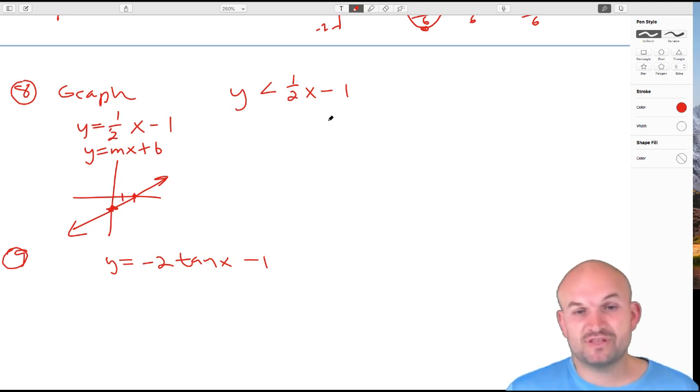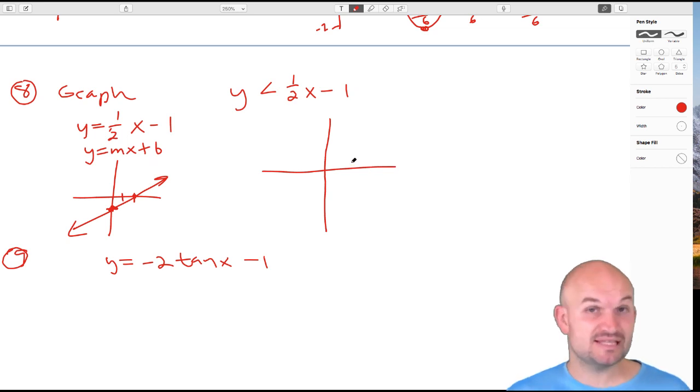So that is the linear equation, y equals 1/2 x minus 1. The only difference for the inequality is, remember, when it's less than or greater than, it's going to be the same line, but it's going to be a dashed line because the line is actually not included in the solution.